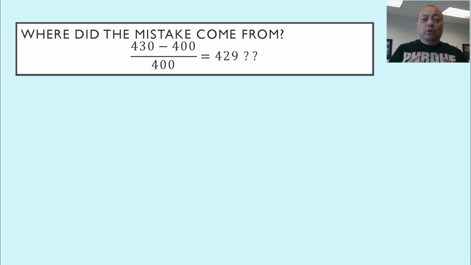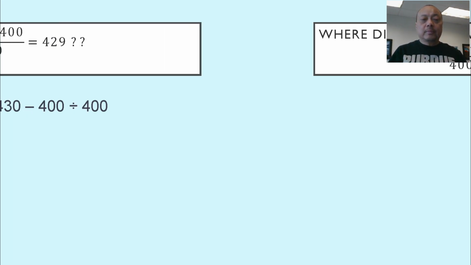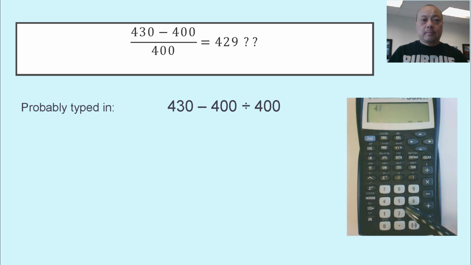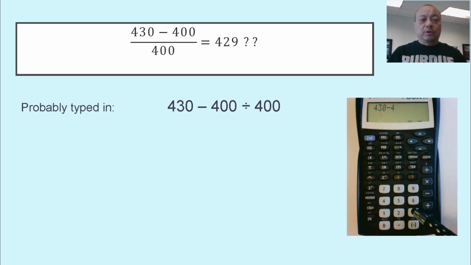Where did the number 429 come from? You probably typed in 430 minus 400 divided by 400. You think 430 minus 400 equals 30 and then divide by 400 equals the correct answer? That's wrong. 430 minus 400 divide 400.